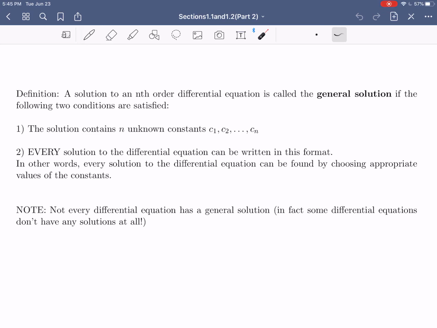The first thing we're going to talk about in this video is taking that concept of a solution to a differential equation a little bit further, and we're going to define what it means to be the general solution to a differential equation. So let's take a look at this definition here.